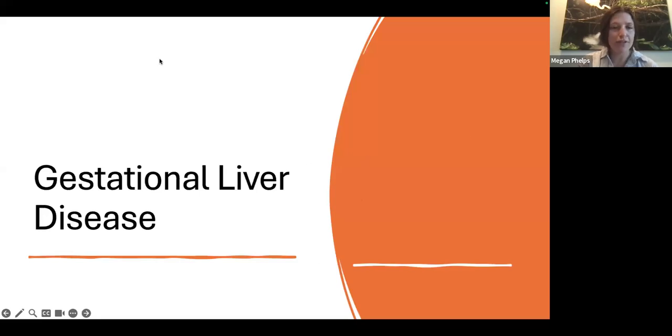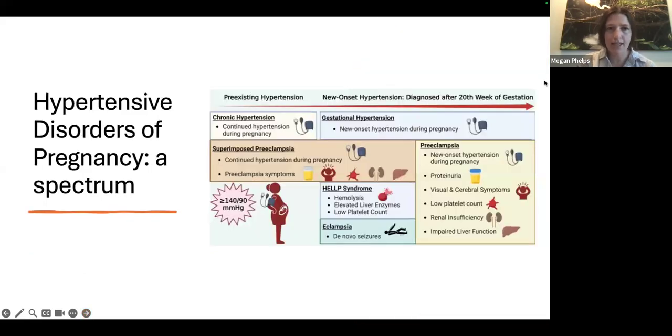Okay, we made it through a few of the diseases that co-occur in pregnancy, and that was just a few. There are so many, and there are guidelines about the others. But now we'll move into gestational liver disease, and we'll start with preeclampsia and hypertensive disorders of pregnancy.